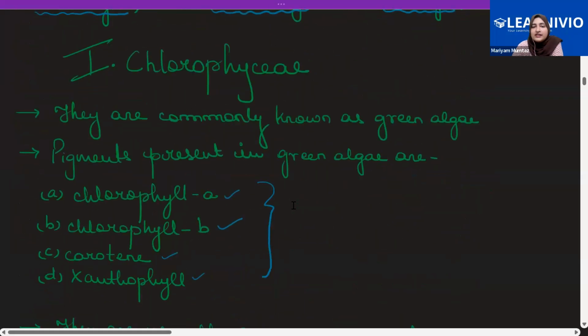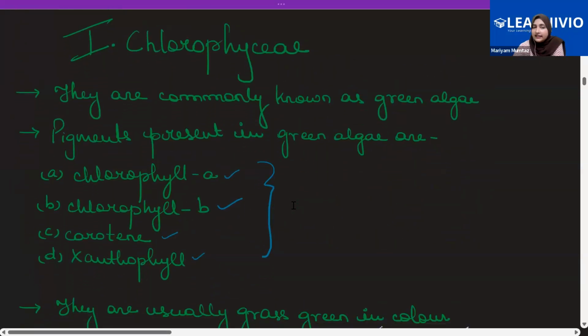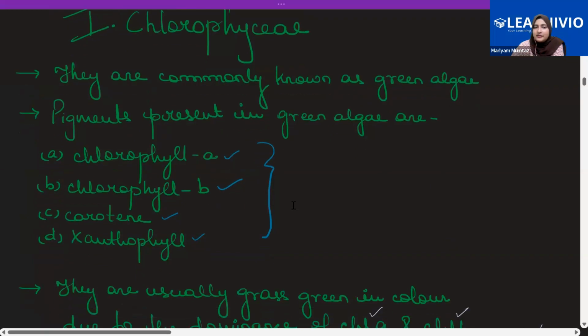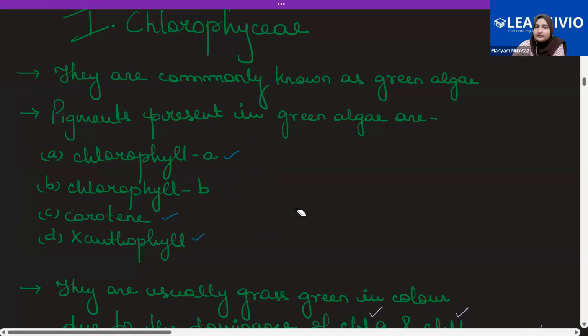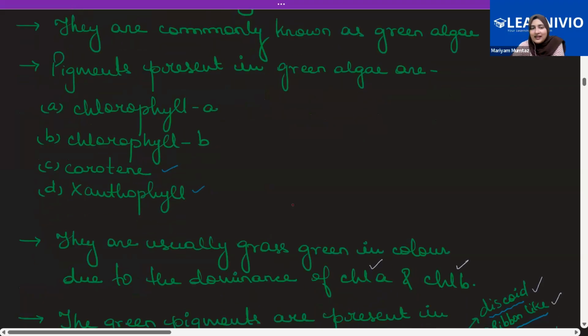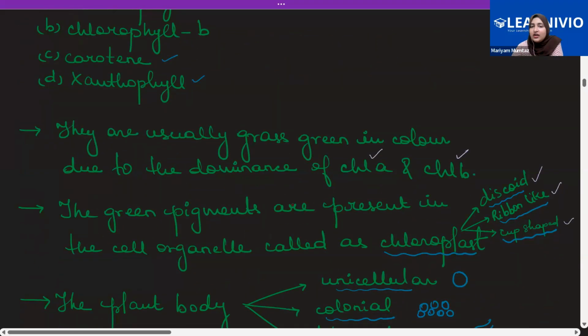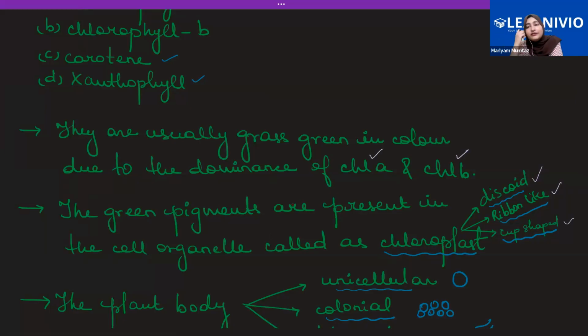The first one is Chlorophyceae. These are commonly known as green algae, and these are the pigments that you find in them: chlorophyll a, chlorophyll b, carotene, and xanthophyll. You can see that I have used green color for green algae. When we talk about their color, they are usually grass green. Why? Because if chlorophyll a and chlorophyll b are present, then obviously they are going to have green color.